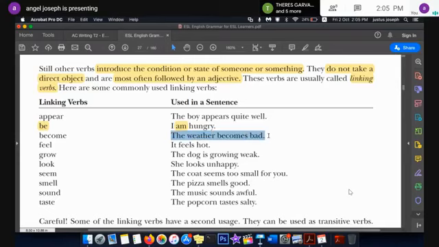The weather becomes bad. Okay, becomes is the linking verb here. It's showing the condition of what? Weather. Bad is a very simple example, I'm sure most of you would have understood. What is bad here? Bad is an adjective.